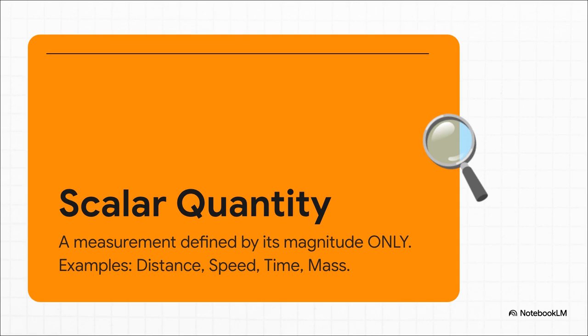So let's zoom in on scalars for a second. A scalar quantity is all about its size, its magnitude, and nothing else. Think about it. 30 seconds, 5 kilograms, 10 miles. These are just numbers. They don't have a direction, right? You'd never ask, which way is that kilogram? They're just pure, simple amounts.